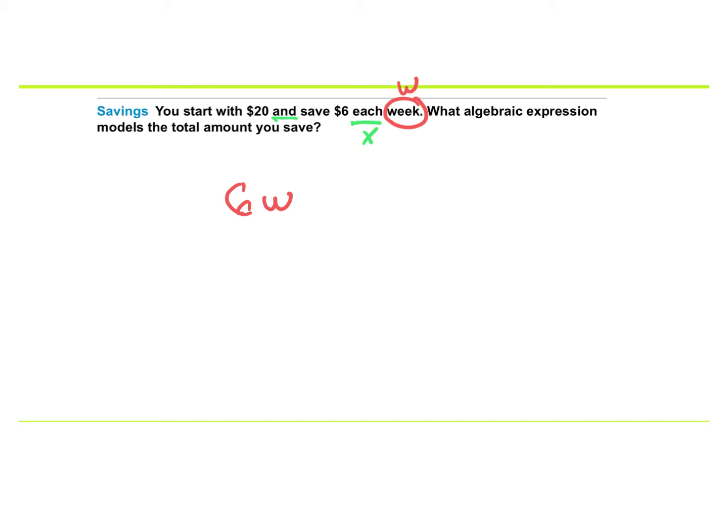$6 each week. And then how can I write that I started with $20? What do I do? Plus 20. So I could say 20 plus 6W, or I could say 6W plus 20. Either way would work. They're the same thing. So both of these are the right answer. Any questions here?